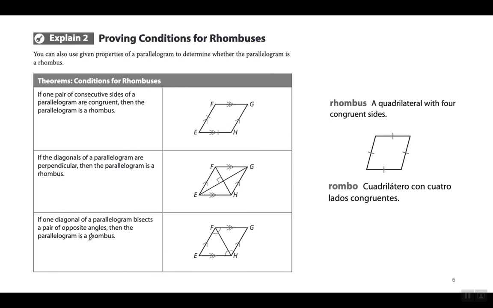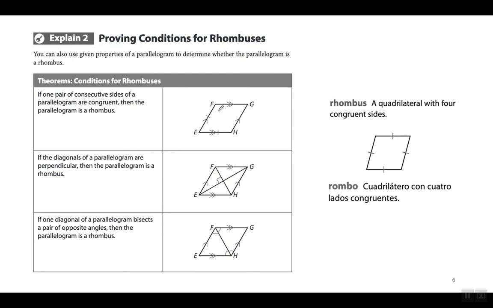And the third condition that we could look for is if one diagonal of a parallelogram bisects a pair of opposite angles, then the parallelogram is a rhombus. So here's my parallelogram, and I got this diagonal that's bisecting a pair of opposite angles. Bisecting means going through the middle. So once you see that, we can also determine that it is a rhombus.